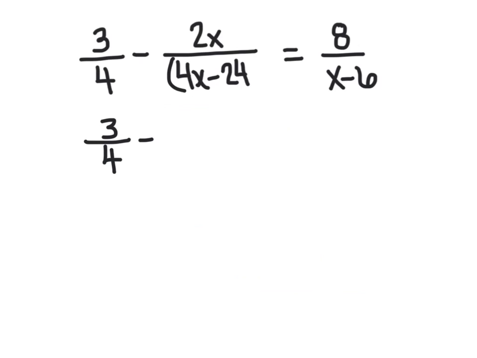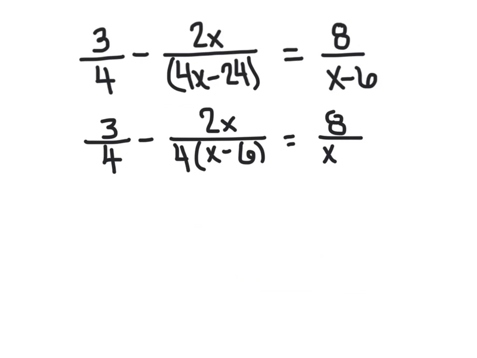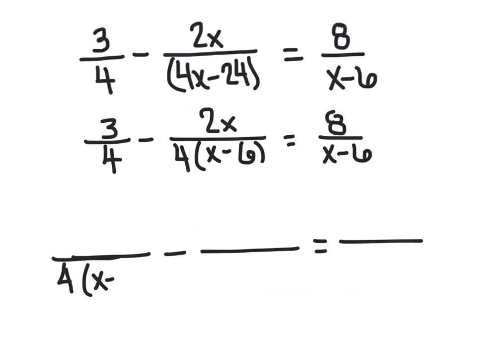Again, any time you see a binomial, we are on high alert, and we do have an opportunity to factor. So I'm going to pull out the GCF, and that's going to equal 8 over x minus 6. And now that you've got it factored, what vision do you have for your common denominator? What do you want it to be here? And I think we want it to be a product of 4 and x minus 6 across the board.